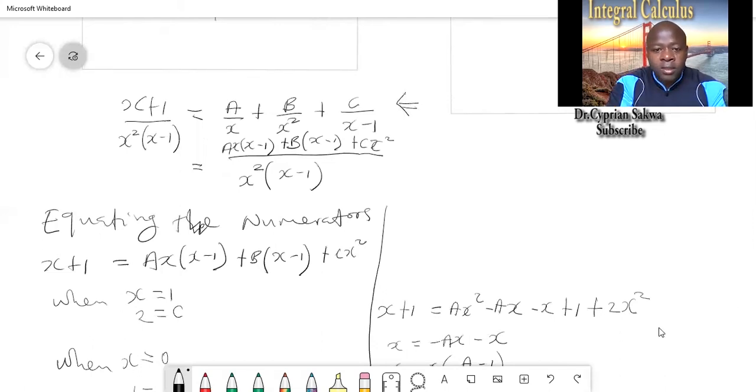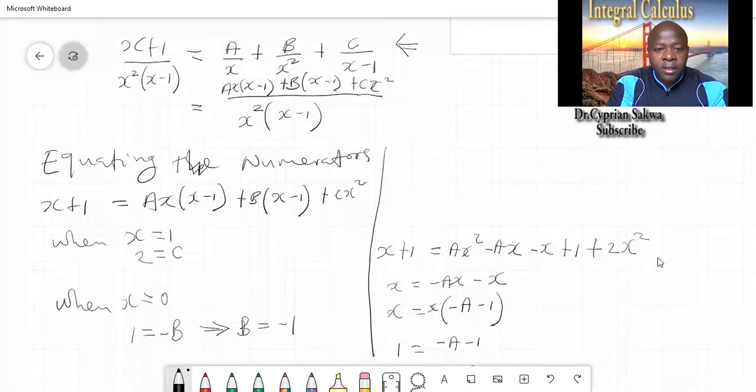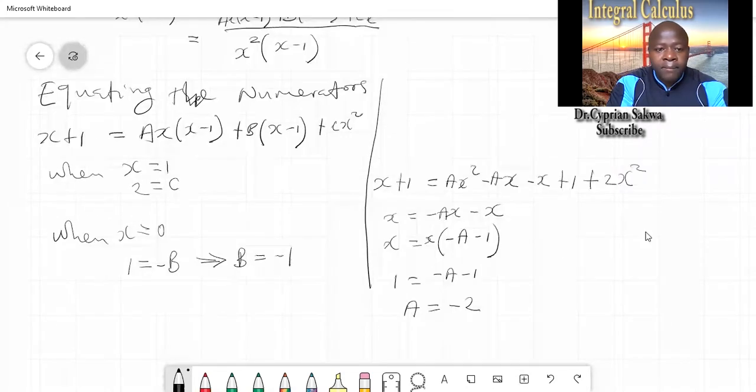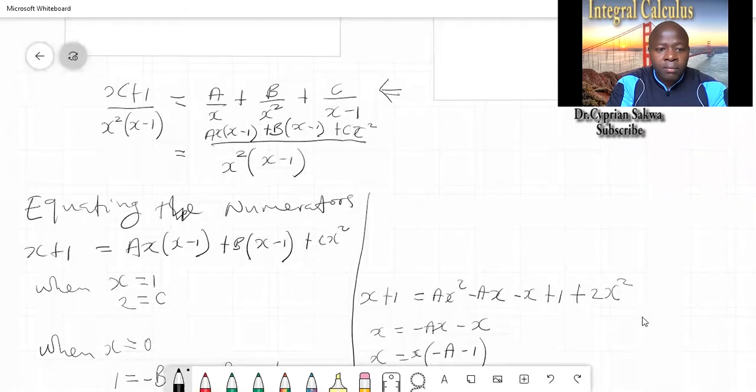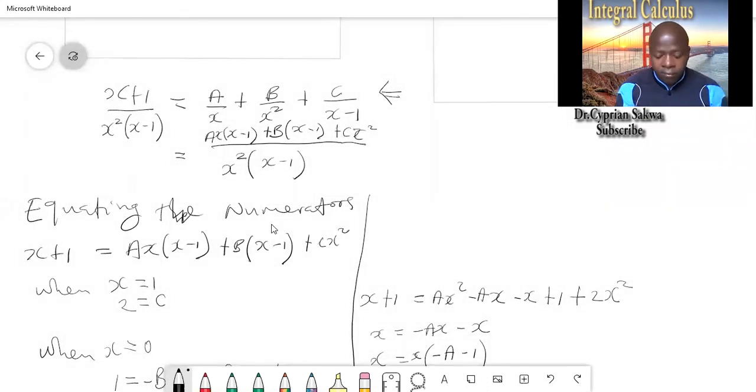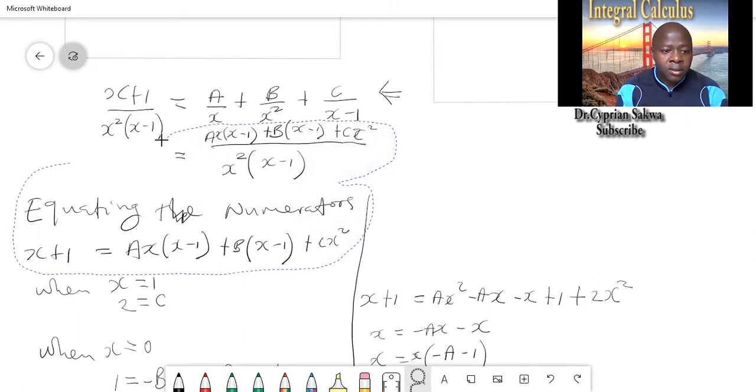So let's just do it here. I can delete this part here, but I can use it so that I use it.